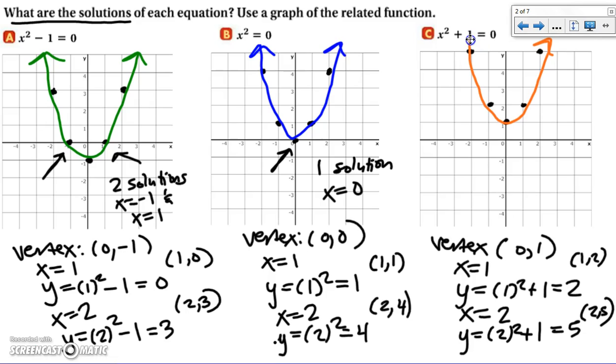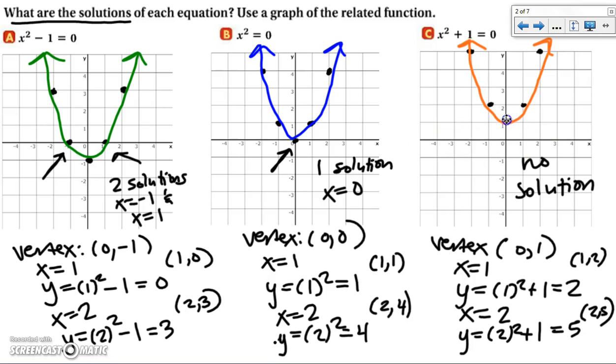So once again, the solutions are where your graph crosses the x-axis. Notice that this graph does not cross the x-axis, and it never will. So this is an example where I have no solution. There are no solutions here because it does not cross my x-axis.